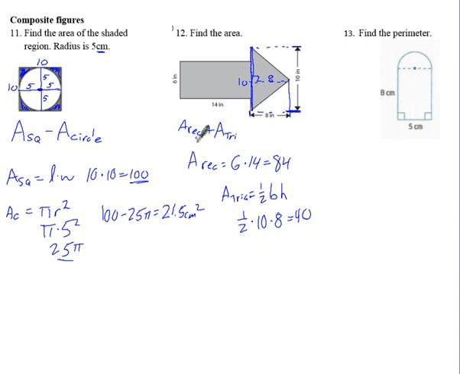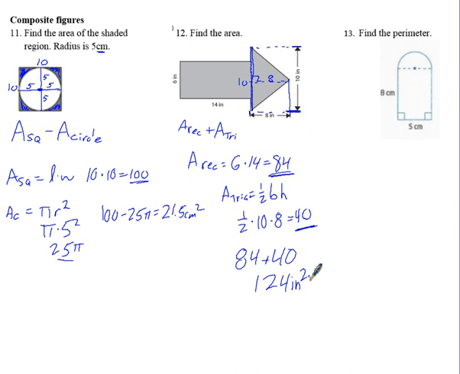Now our plan was to add this and add this. So area of rectangle plus area of triangle, so 84 plus 40, and that's going to equal 124 inches squared, again because we're talking about area.